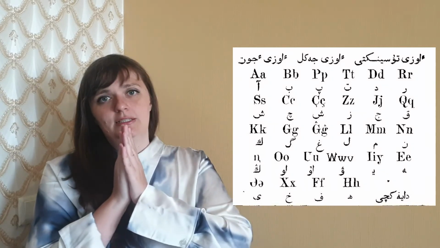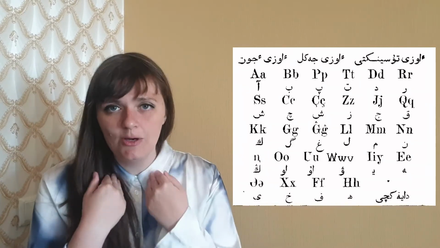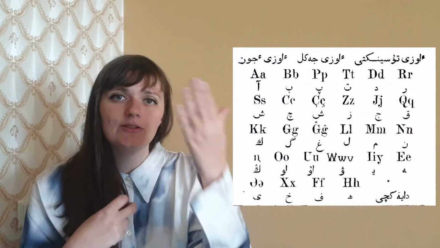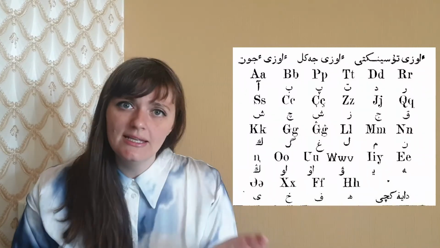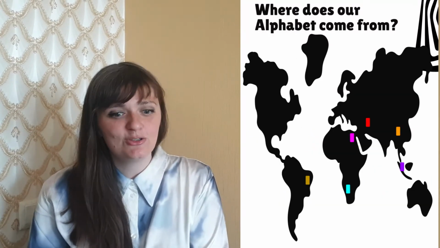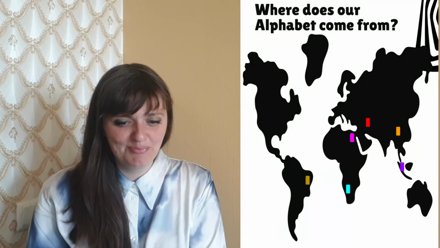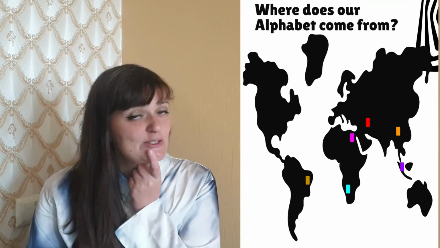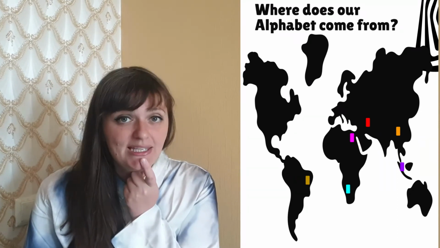So, where does our alphabet, my alphabet, English alphabet, Latin alphabet, and your alphabet, Cyrillic, where do they come from? They actually all come from the same origin. We need to go back in time to this map. Where does my alphabet come from? It's not the cyan square, it is the pink square. What country is it? It's Egypt.